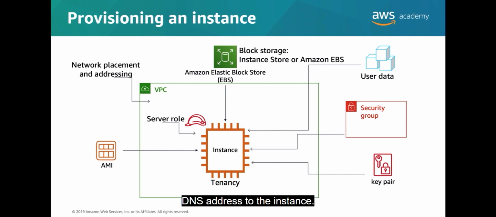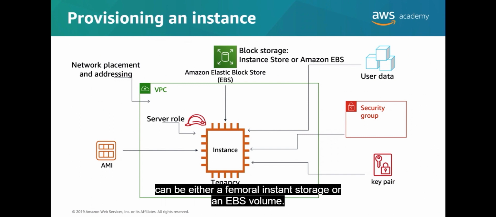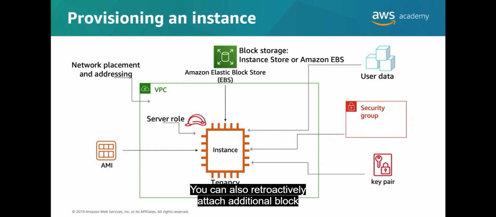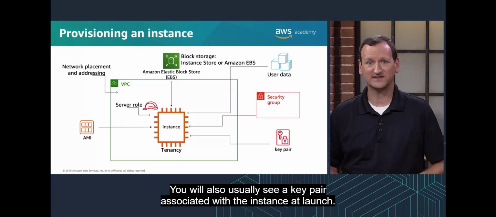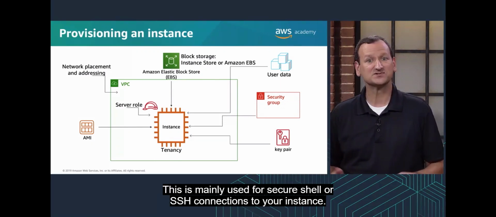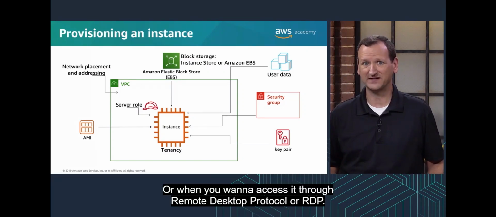The storage type that the instance's operating system will boot from can be either ephemeral instance storage or an EBS volume. You can also retroactively attach additional block storage volumes to the instance itself later. You must also configure a new security group or use an existing one. The security group defines which ports network traffic is allowed on. You will also usually see a key pair associated with the instance at launch. This is mainly used for secure shell, or SSH, connections to your instance, or when you want to access it through Remote Desktop Protocol, or RDP.